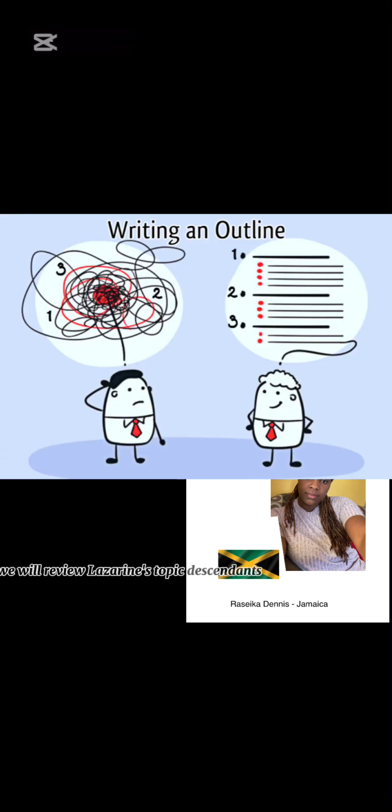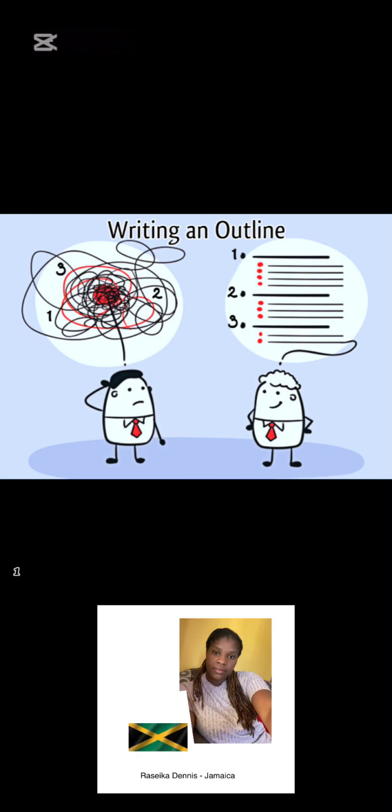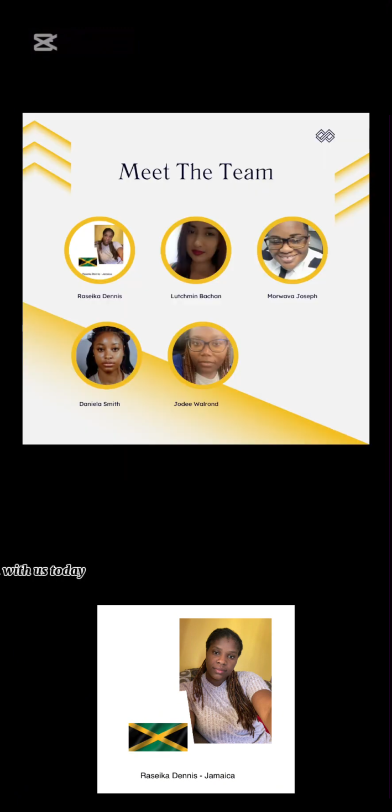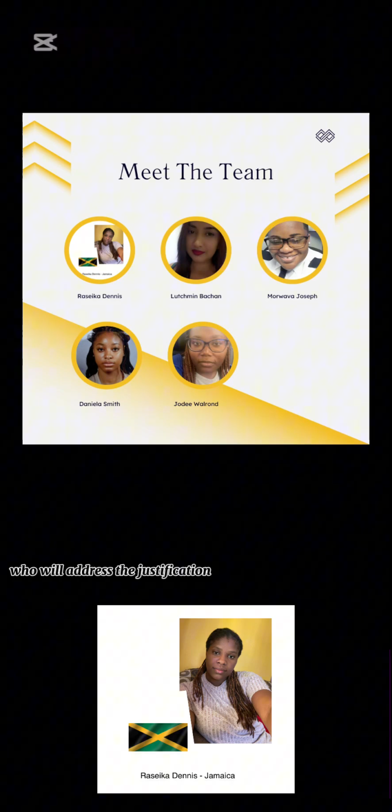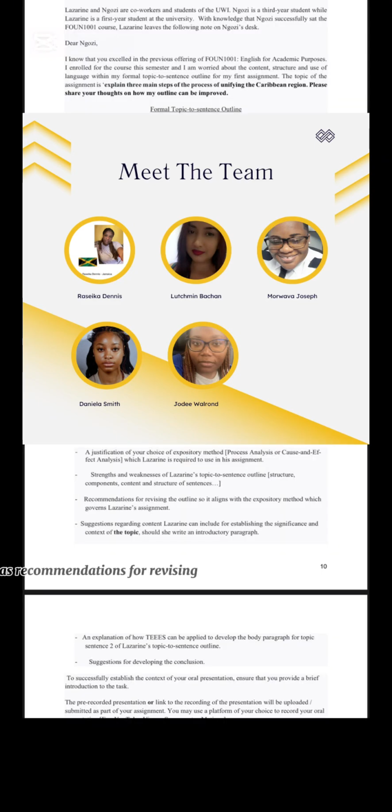Today we will review Lazarine's topic to sentence outline and share areas for improvement. Lazarine is a student in FOUN 1001, English for Academic Purposes, and she is writing an essay for her individual assignment. With us today, we have Lachmin Bakan, who will address the justification as well as recommendations for revising the topic to sentence outline, so it aligns with the expository method being used.